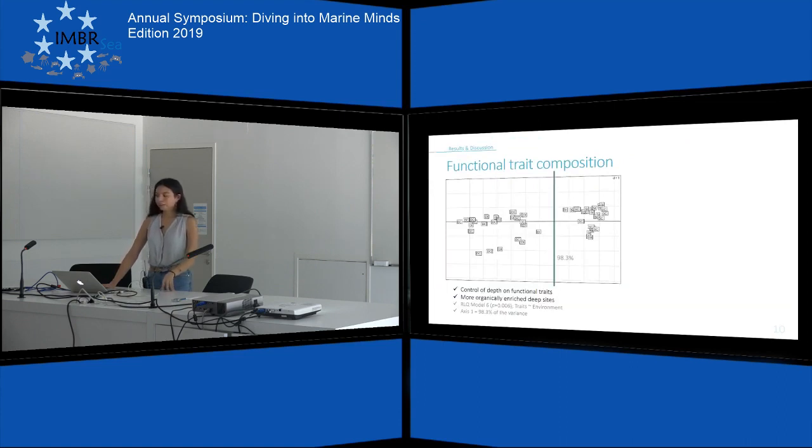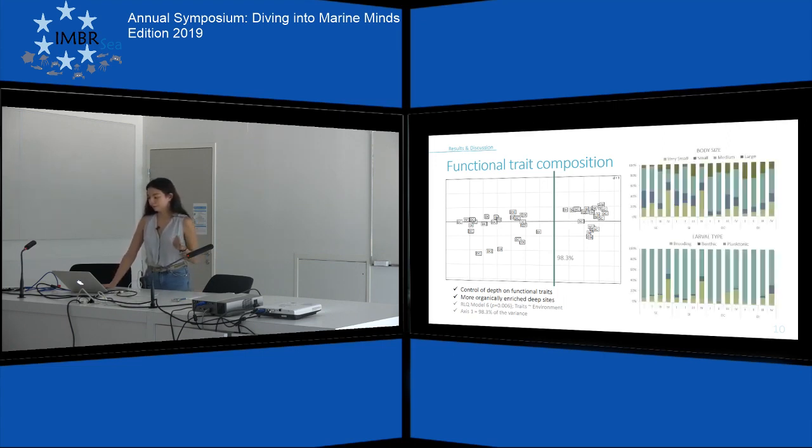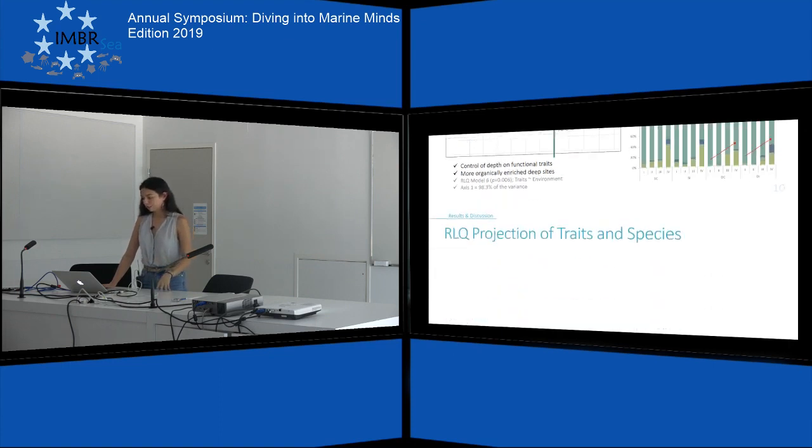So the functional trait analysis again showed that the communities were divided according to depth rather than their position relative to the farm. This first axis explained 98.3% of the variance. And if you have a look at these specific traits, for example, body size and larval type, you can see that in the shallow area, you have the same temporal expression of traits. And in the deep area, you have the same again. And I saw the same type of expression for all of the other functional traits.